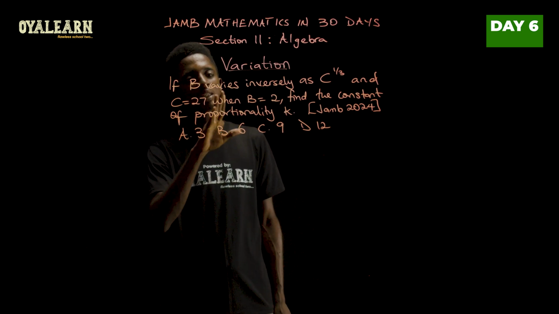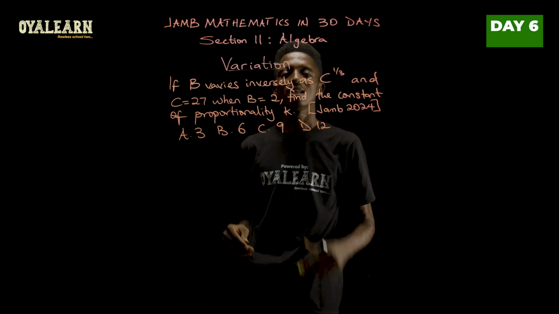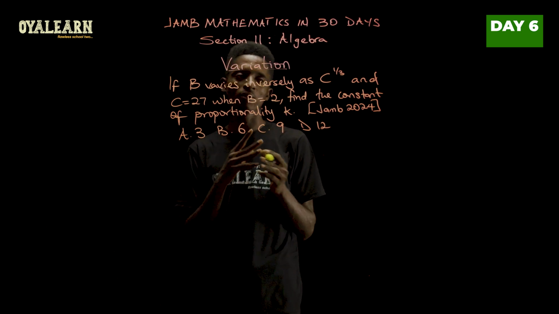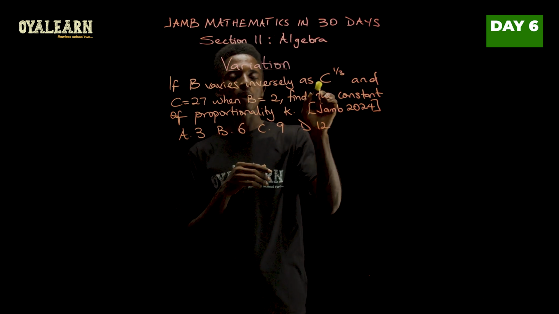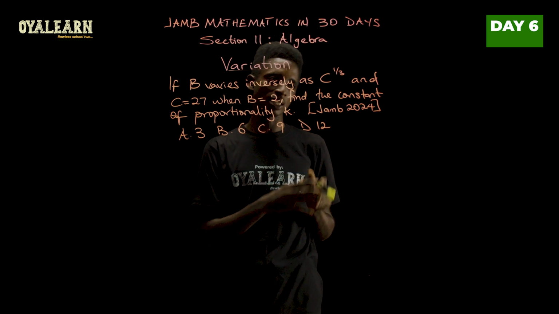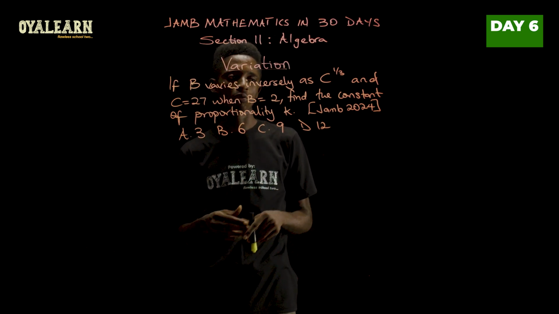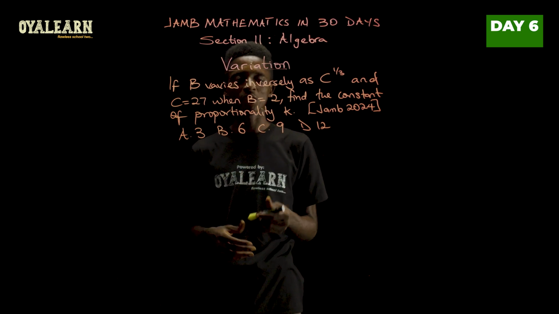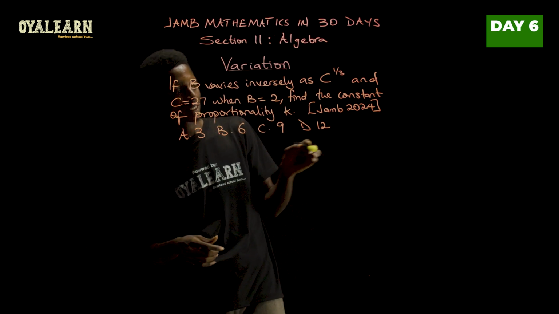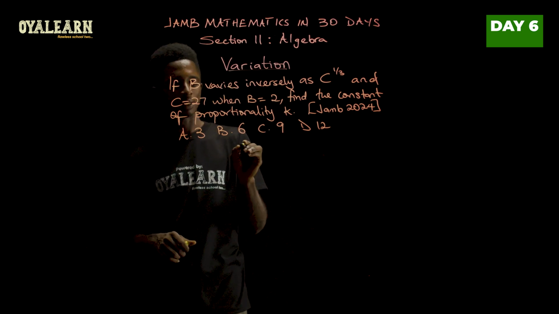Given that B varies inversely as C raised to the power of 1 over 3. Now, when you have C raised to the power 1 over 3, it just means cube root of C. And C is 27 when B is 2. Find the constant of proportionality K. Now, this is from Jamb 2024.